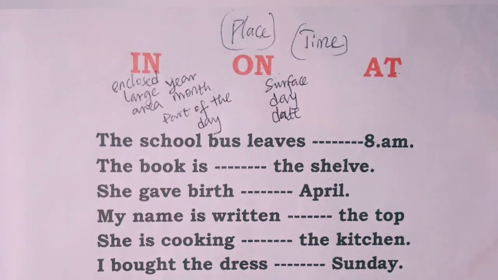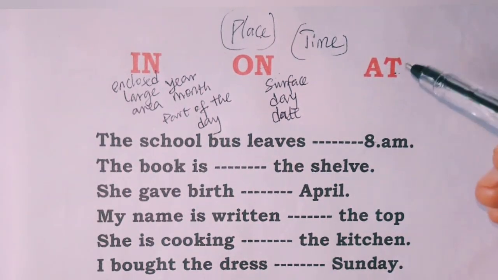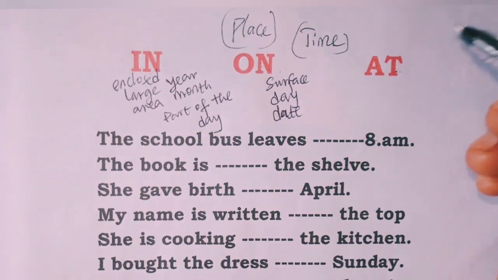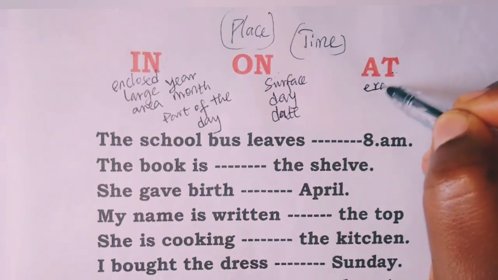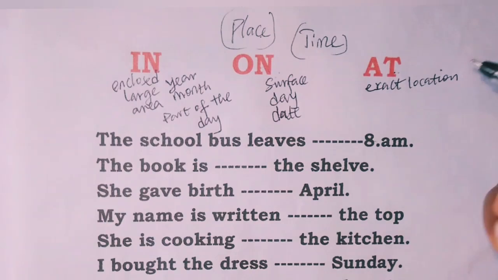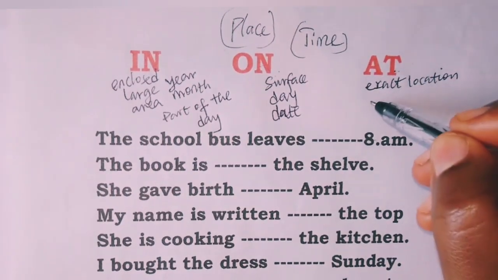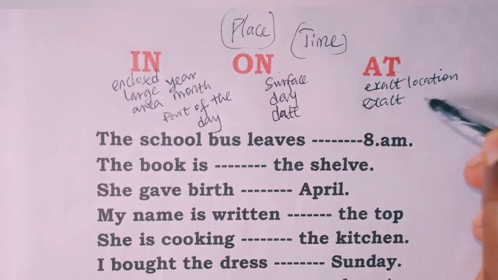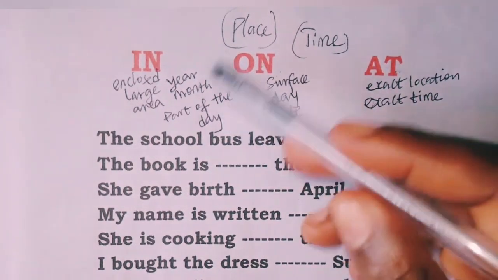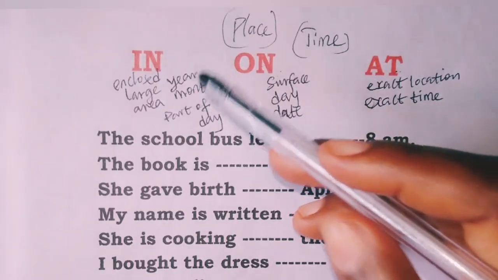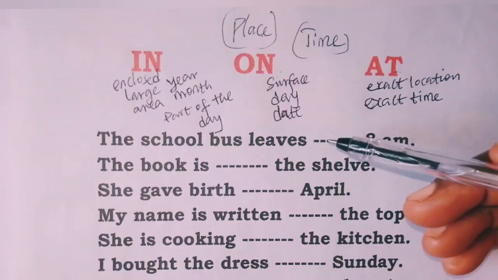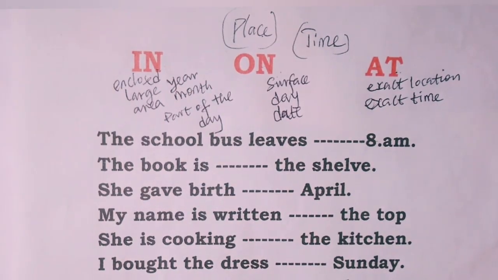Okay, that's for on. For at, we use it in terms of place when the word it comes before in a sentence tells us exact location. In terms of time, when it tells us exact time, then we use it. Okay, having known exactly when to use each of them, let's fill up these gaps. As we do so, you will understand better.